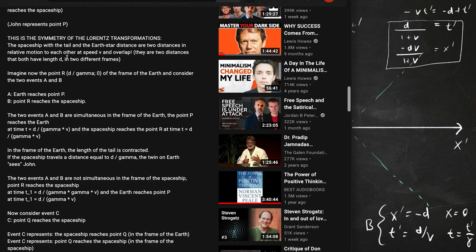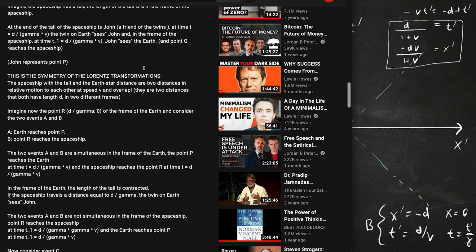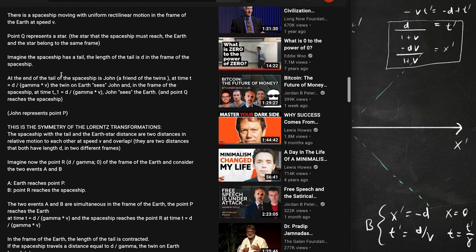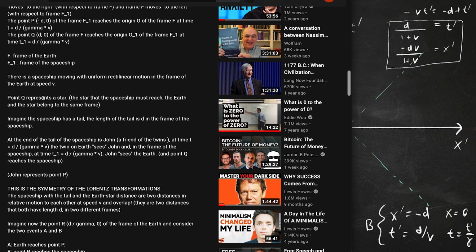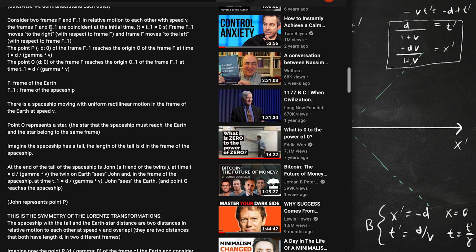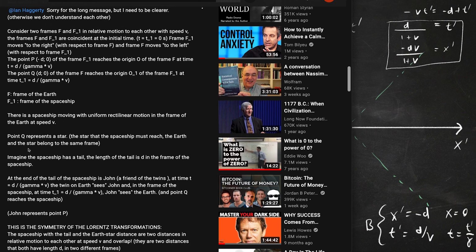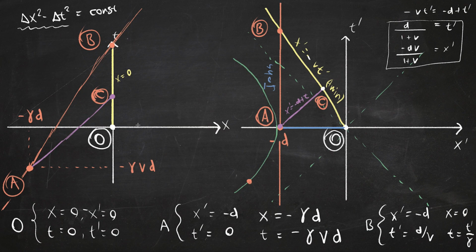So you're saying spaceship with the tail and the f-star distance. So the star, well, you're saying the star is point Q, and the point Q was D0 in the frame F. Yeah, so that's okay, right? So you're saying, yeah, you have to appreciate. You're now saying the star is the distance of D in the frame F.